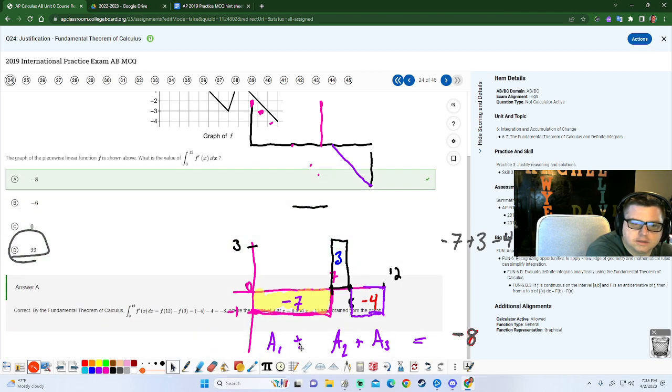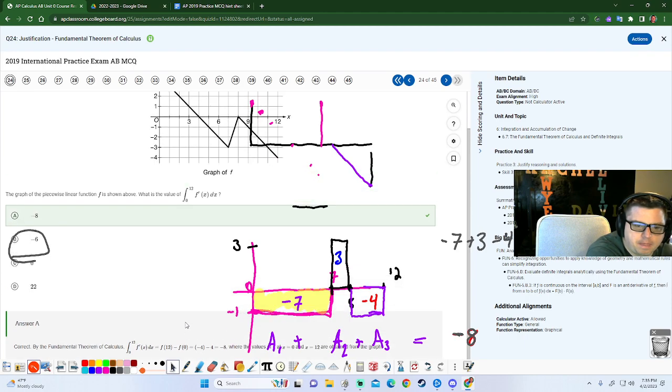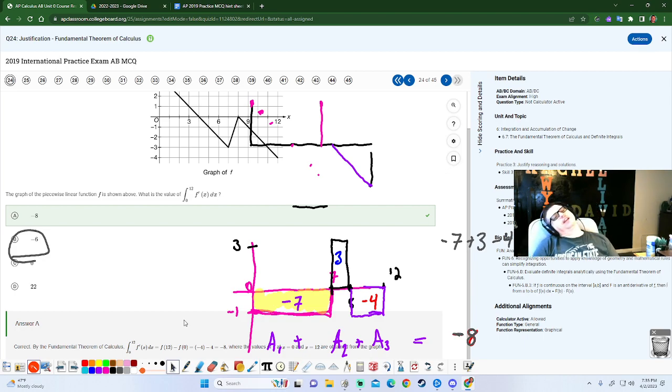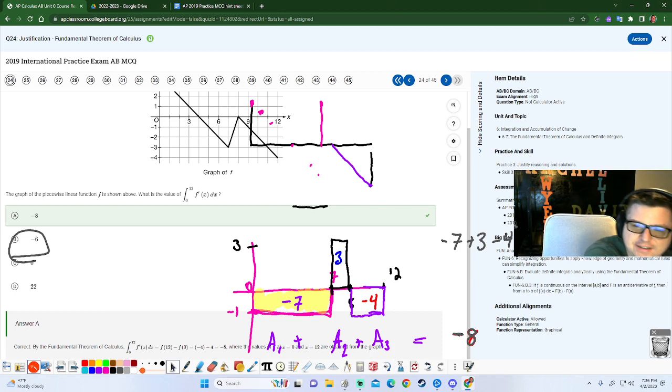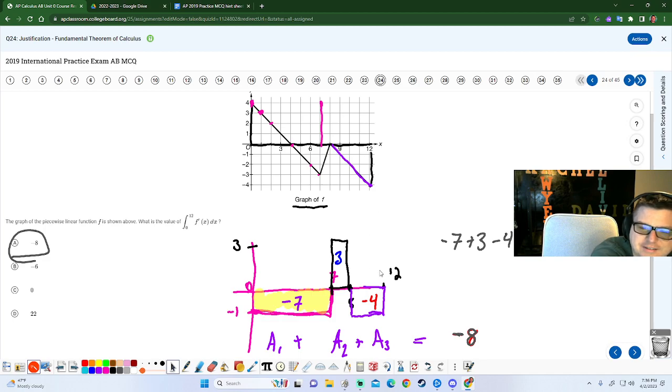Well, I'm curious about f of 12 minus f of 0. Oh, because if they integrate it, oh, okay. So they did it a lot easier than I did. Okay, well let's talk about that real quick because that is kind of smart.